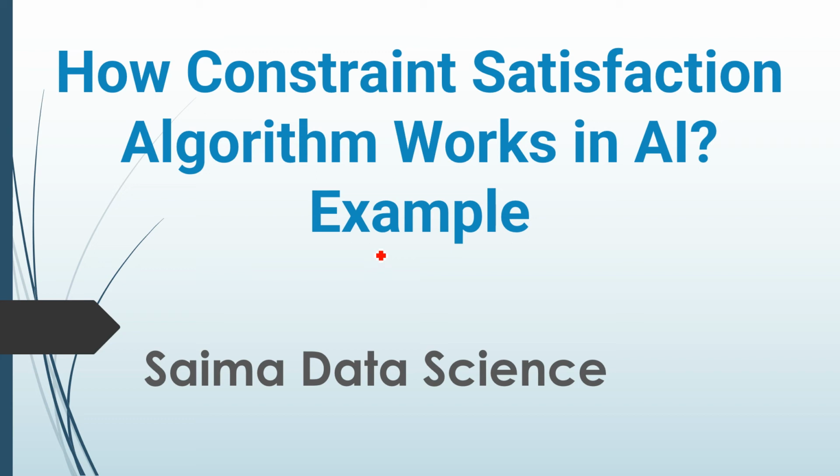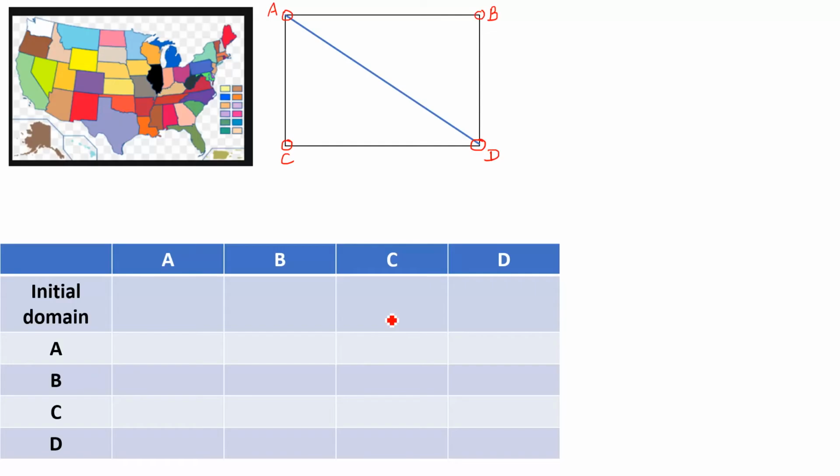In this lesson, I will explain how the constraint satisfaction algorithm works in AI with the help of an example. I highly recommend that if you didn't watch my previous video, please watch it. I will give you the link in my description section as well, because I have explained the concept of CSP, constraint satisfaction problem, there. Then it will be much easier for you.